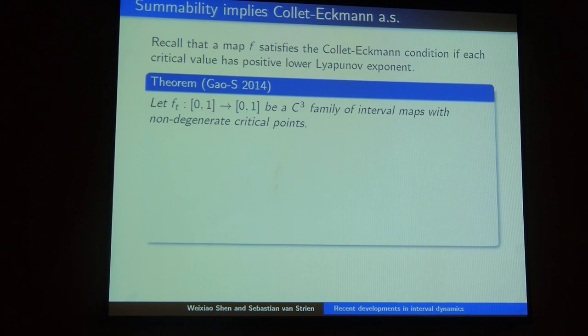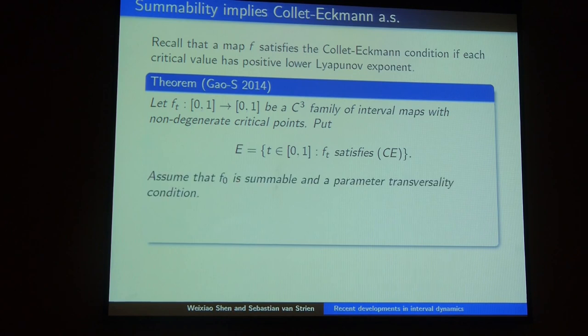So let's look at a general one parameter family. It's a one parameter family of interval maps. Let's assume critical points are non-degenerate. I want to look at how many parameters are satisfied by the Collet-Eckmann condition. So I start with, suppose the starting map is summable. I want to use the expanding property of F0. And I assume that the family satisfies some parameter transversality condition.